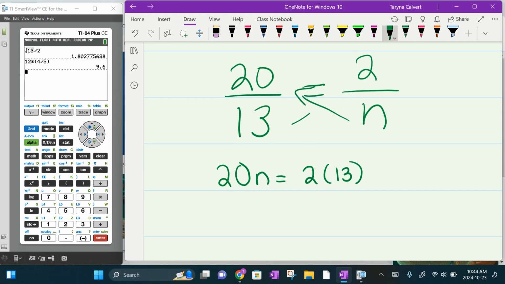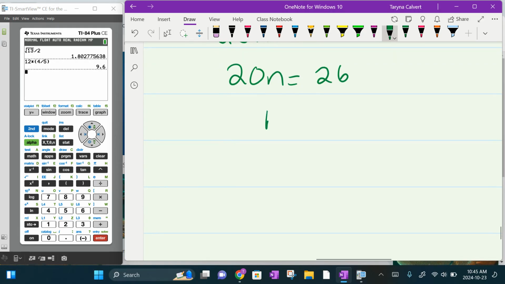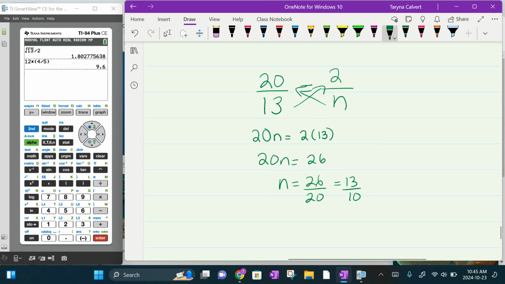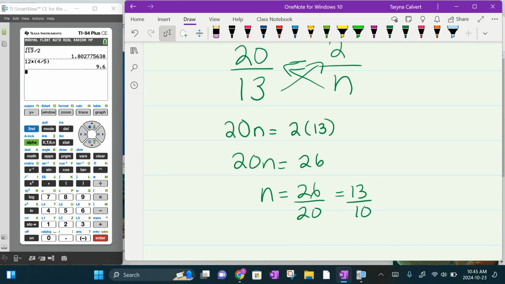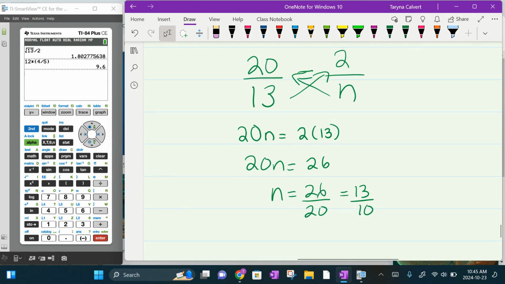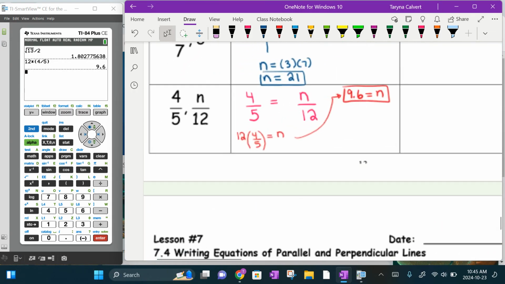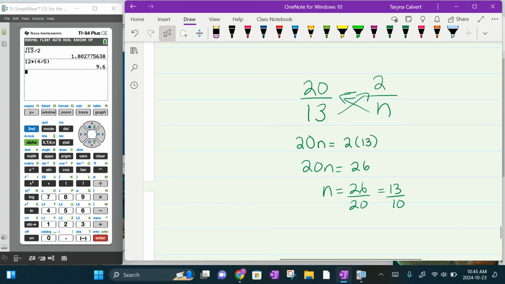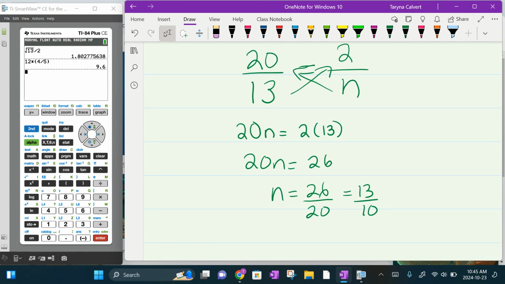So this one, I would cross multiply. So then I would get 20n equals 26, and then n would equal 26 over 20, which would be 13 over 10. That was for parallel, because I just put an equal sign in between. All right, I just wanted to show you guys what happens, because when the n was on top, could we just do it in one step? Yes. But if the n's on the bottom, so I just randomly picked one where the n was on the bottom.